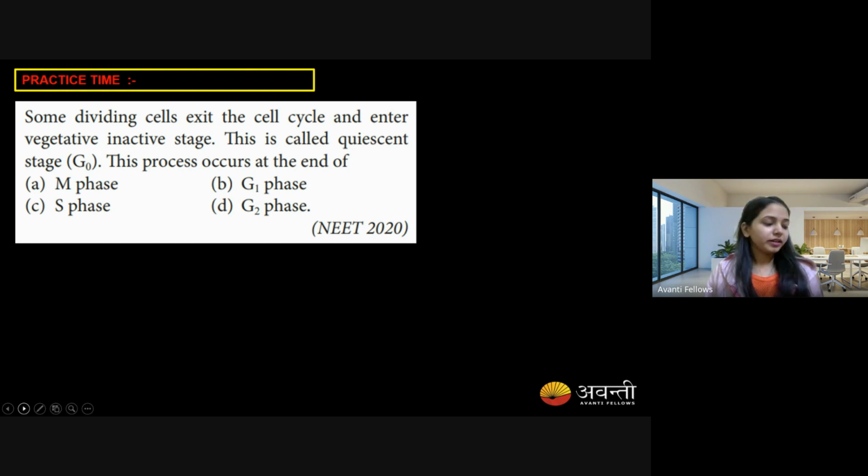We are saying the correct answer is B. Okay, let's see the correct is B or not. Some dividing cell exit the cell cycle and enter into a vegetative and inactive state. This is called quiescent stage, which is G naught. And this process occurs at the end of G1 phase. Very nice.